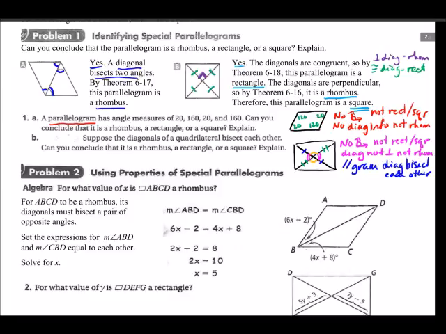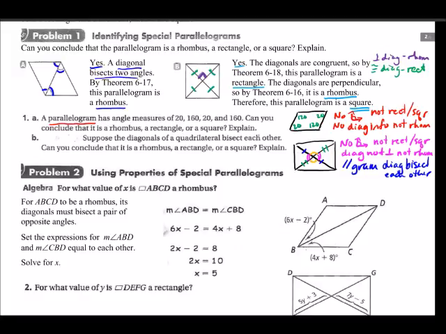And now I'm looking to see if it has any special properties. Well, how do we know if it's a rectangle or a square? We have to have right angles. There's no right angles, so it's not a rectangle or a square. And how do we know if it's a rhombus? Well, our diagonals are perpendicular, or we have 4 congruent sides. So we don't have any information on the sides, and we don't have any information on the diagonals.